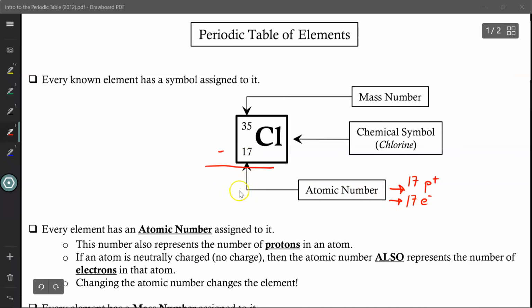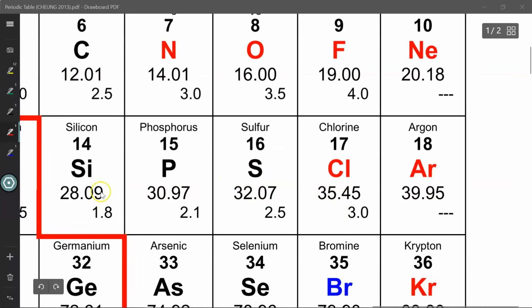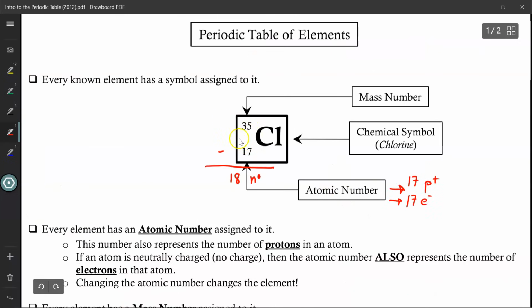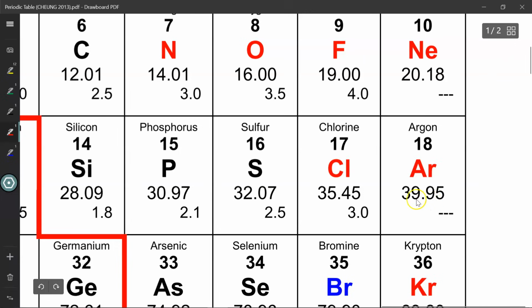To determine the number of neutrons in an atom, we take the mass number and subtract the atomic number. So in this case, 35 minus 17 equals 18 neutrons. Please keep in mind that the mass numbers won't always be whole numbers. More often than not, they will have decimals. In those cases, you'll have to round to the nearest whole number. So for chlorine, 35.45 rounds down to a 35. While 39.95 would be rounded to a 40, 32.07 would be rounded to a 32.